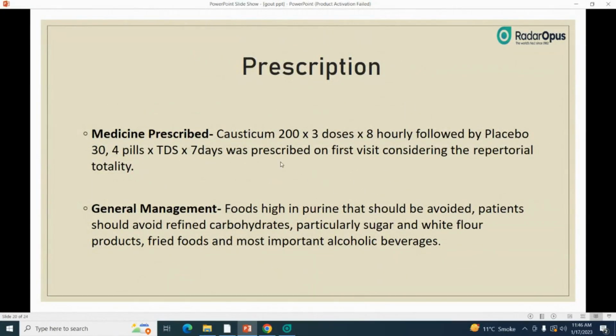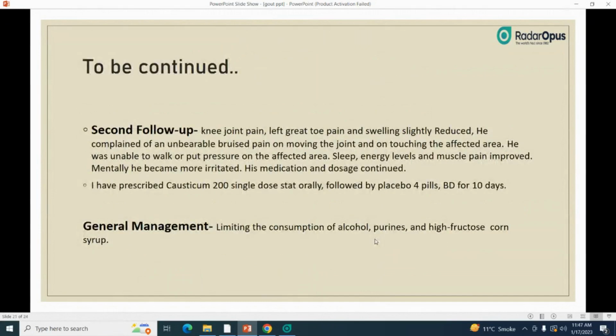Medicine I have prescribed is Causticum 200 in 3 doses, 8 hourly, followed by placebo 4 pills TDS for 7 days. It was prescribed on the first visit considering the repertorial totality, as we discussed in our repertorization. In journal management, food high in purine should be avoided. Patients should avoid refined carbohydrates, particularly sugar, white flour products, fried foods, and most important, alcoholic beverages.